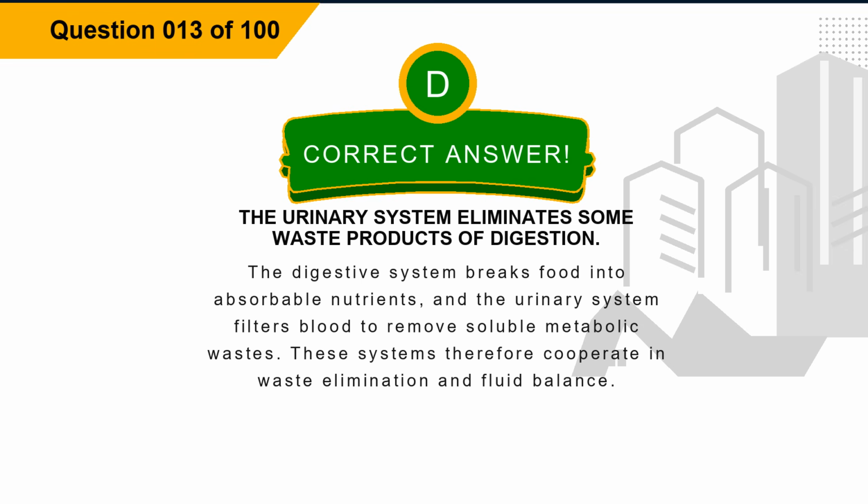Explanation: the digestive system breaks food into absorbable nutrients, and the urinary system filters blood to remove soluble metabolic wastes. These systems therefore cooperate in waste elimination and fluid balance.